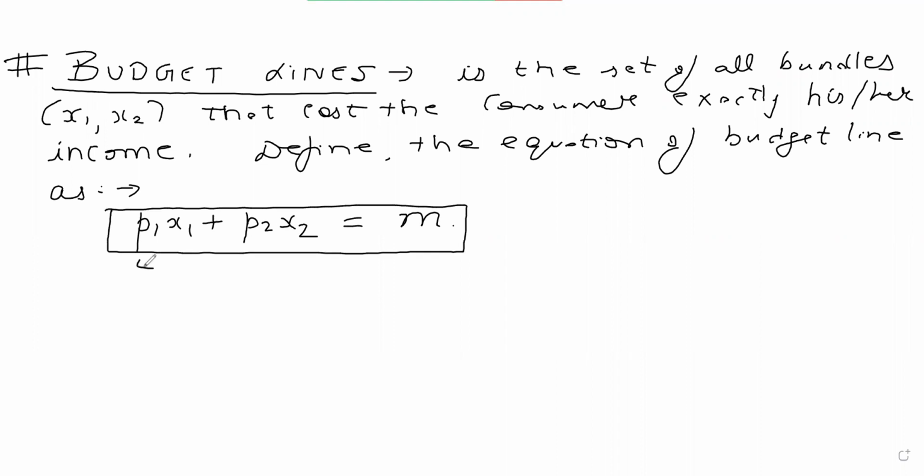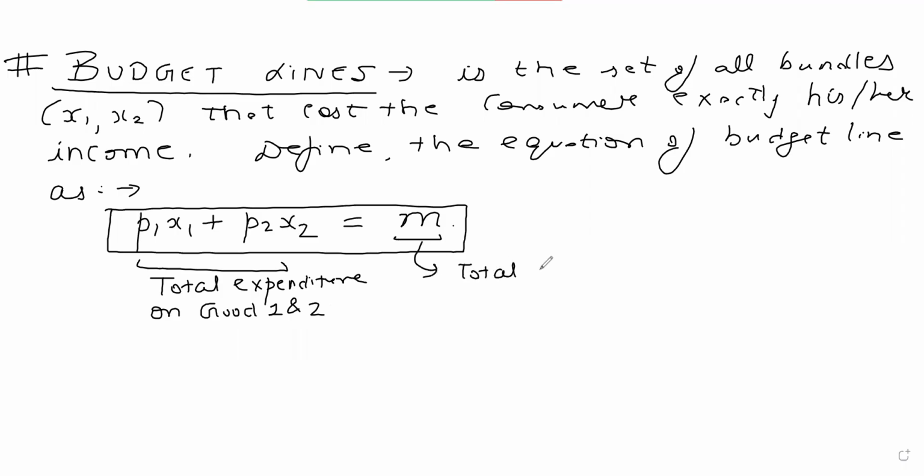That means this is the total expenditure on goods 1 and 2. This is your total income. Your total expenditure has to be exactly equal to your total income. Okay, so this was for 2 goods. I can write the generalization.